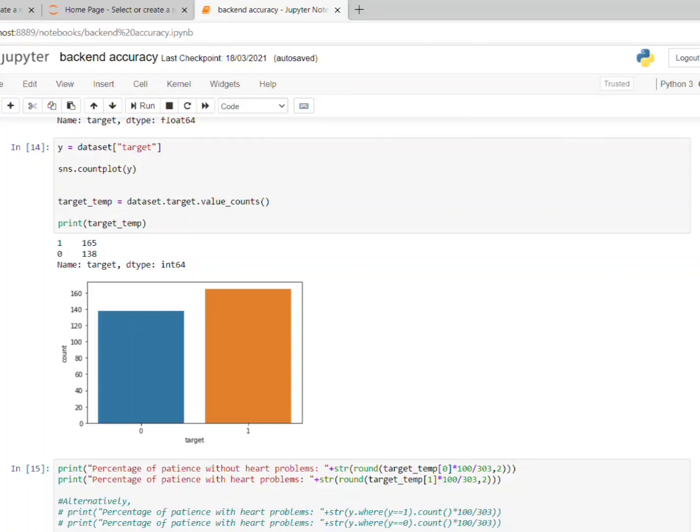And here when you see in the bar plot, 1 is the number of people suffering from heart disease, and 0 is the number of people who are not suffering from heart disease. The number of people suffering from heart disease is 165, and the number of people not suffering from heart disease is 138. So from this we can clearly say that this is a classification problem with target values 0 and 1.